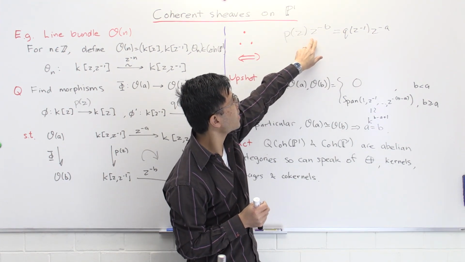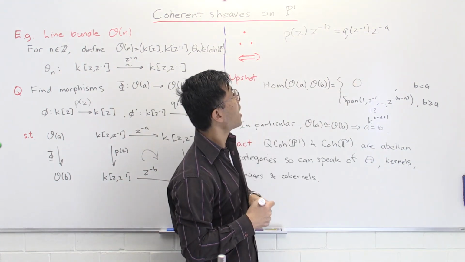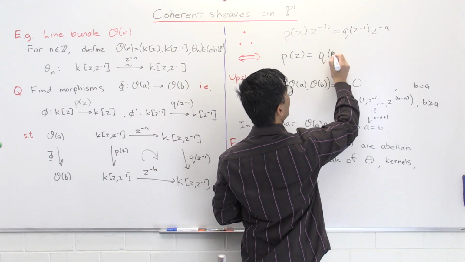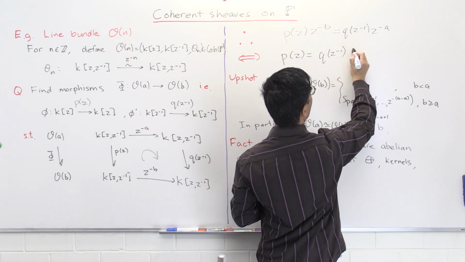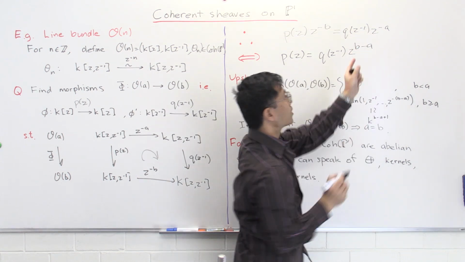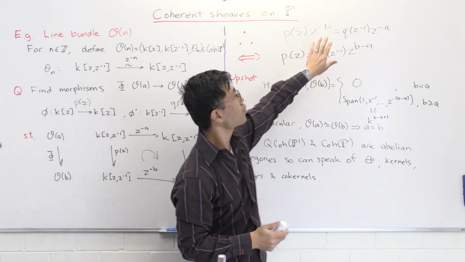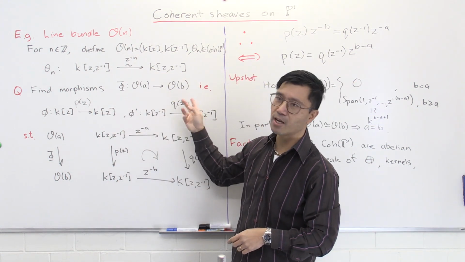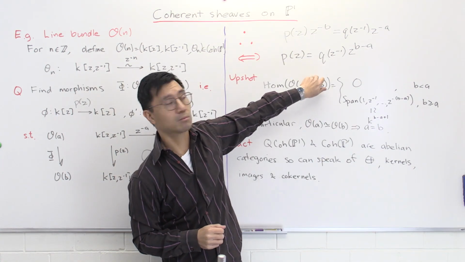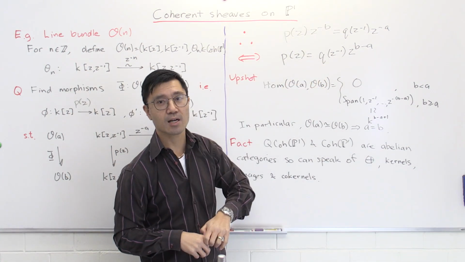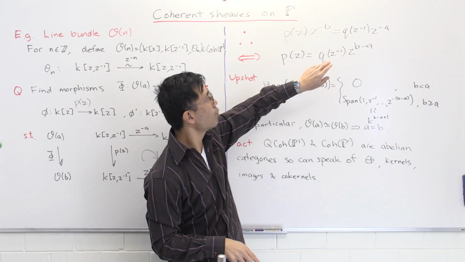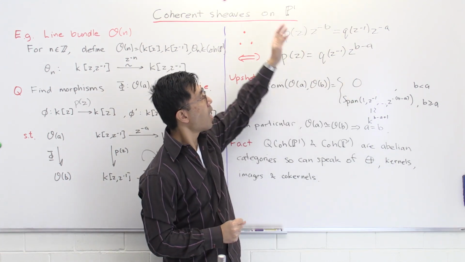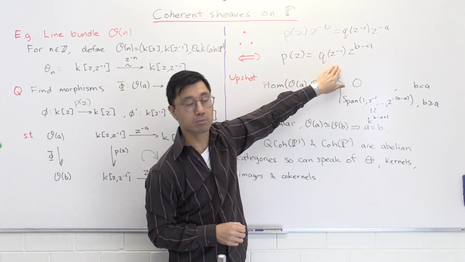And the easiest way is just to put this Z to the minus B over to the other side to get P(Z) is equal to Q(Z inverse) times Z to the B minus A. Okay, so I've just rearranged terms here. Note that we're looking for all these P(Z)'s and Q(Z inverse)'s that satisfy this equation. Well, firstly, if you know Q(Z inverse) or P(Z), you have the other one because they're related by this formula. So we just have to see how many Q(Z inverse)'s, for example, solve this.